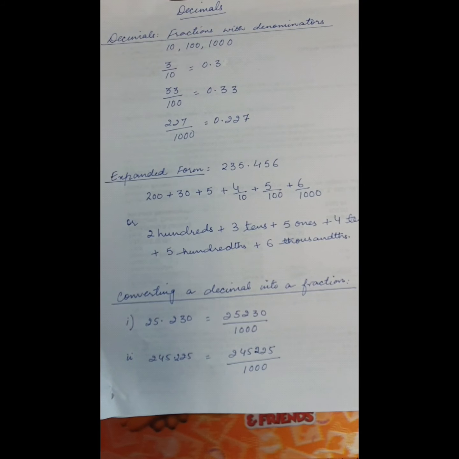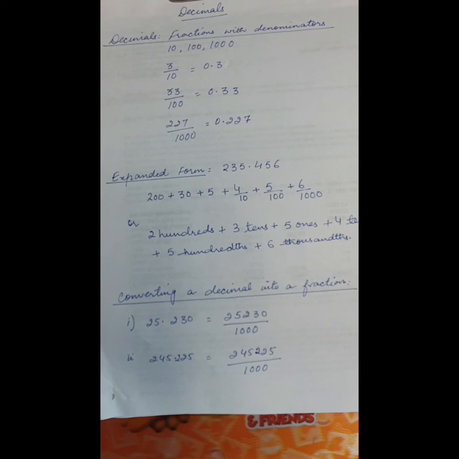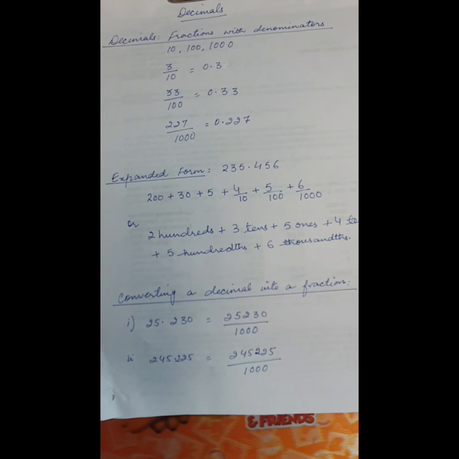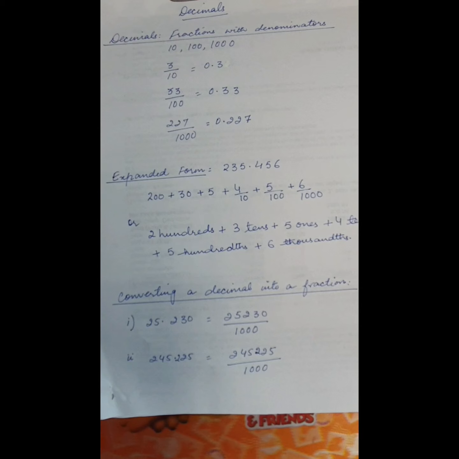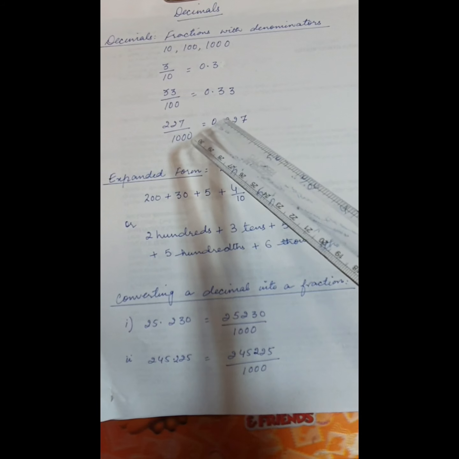Fractions with denominator 10, 100, 1000 are called decimal fractions. Thus, 3 by 10, 33 by 100, 227 by 1000 are all decimal fractions. They are written as 0.3, 0.33, 0.227, respectively by using a point called the decimal point.